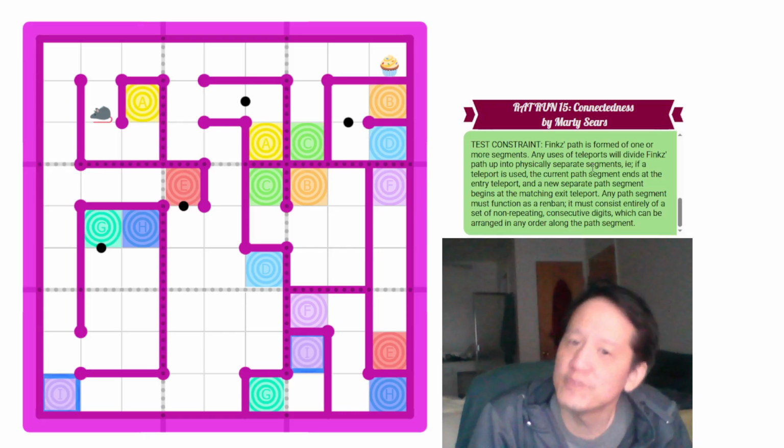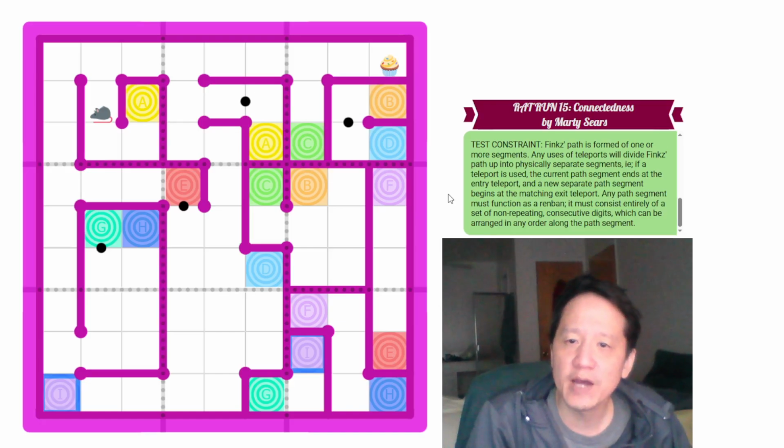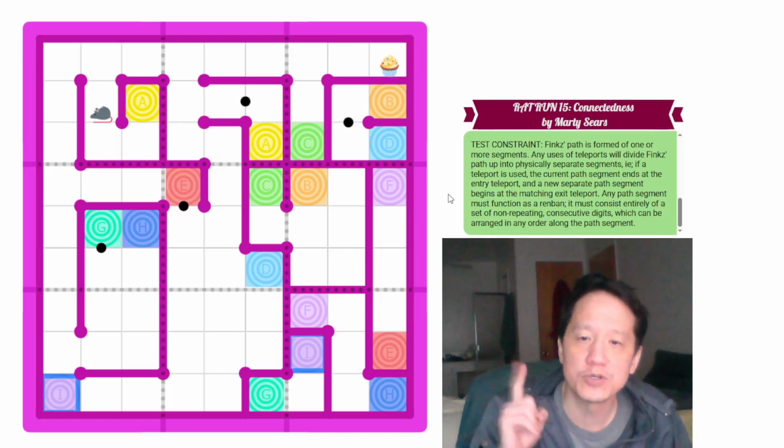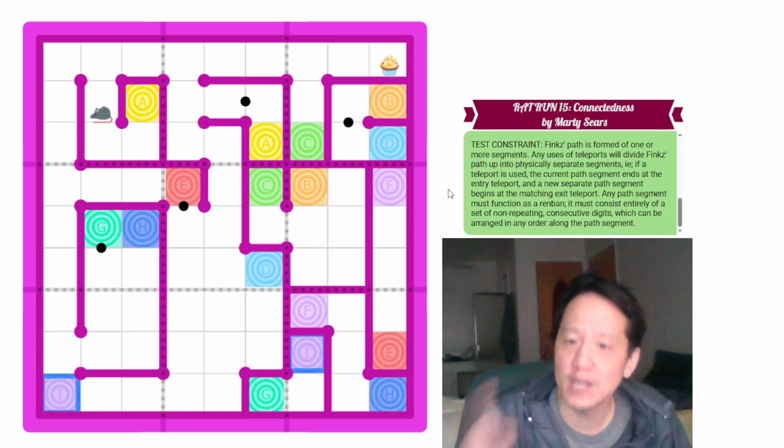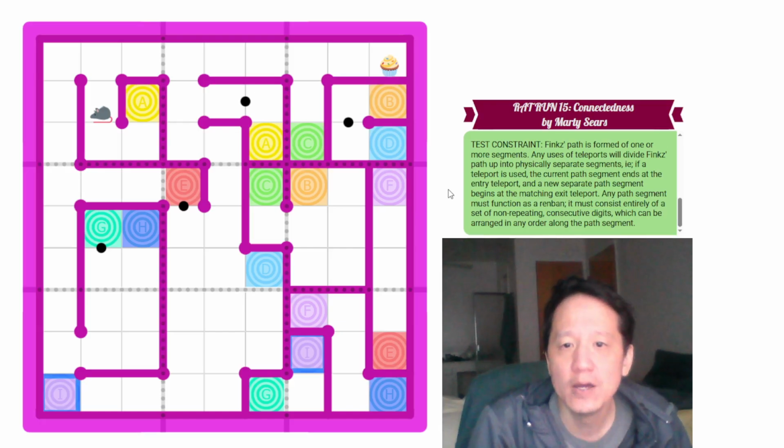And finally, we have the test constraint. Finks's path is formed of one or more segments. Any uses of teleports will divide Finks's path up into physically separate segments. That is, if a teleport is used, the current path segment ends at the entry teleport, and a new separate path segment begins at the matching exit teleport. Any path segment must function as a renban. It must consist entirely of a set of non-repeating consecutive digits, which can be arranged in any order along the path segment.